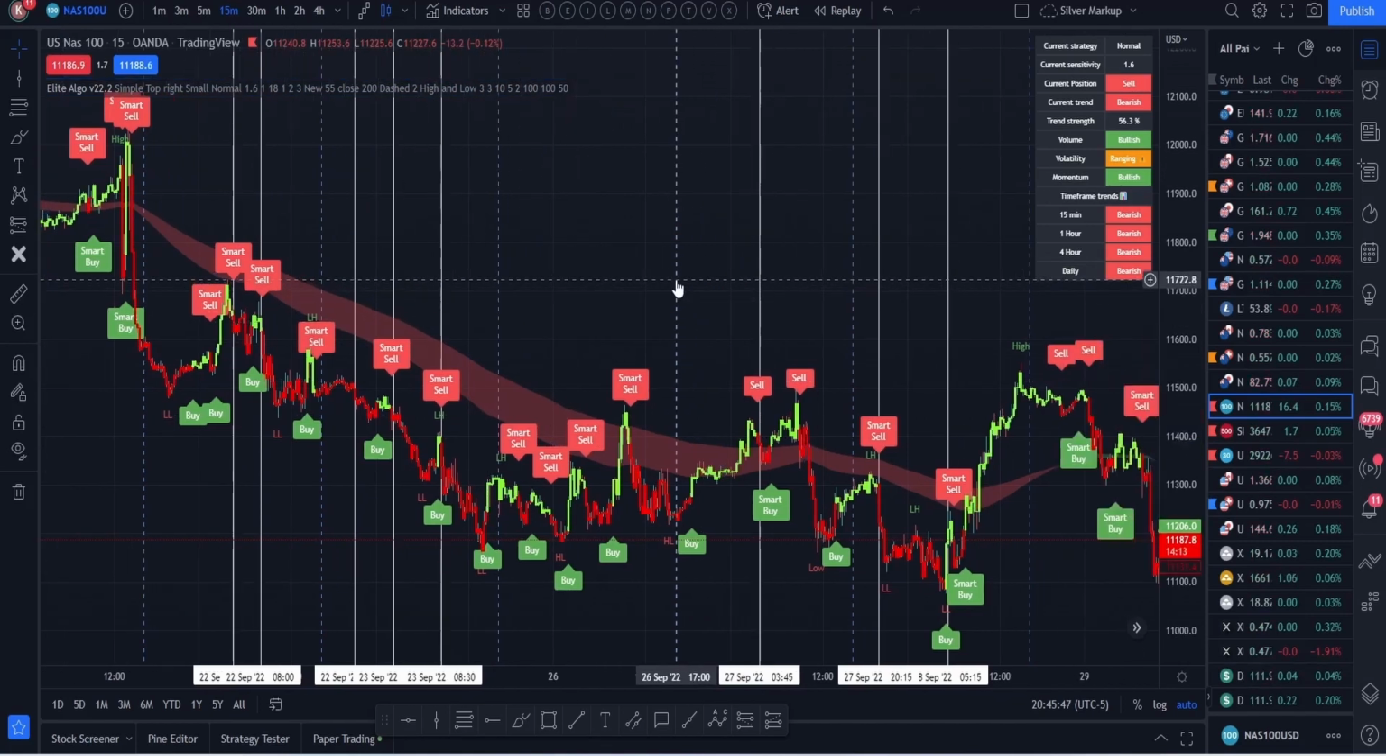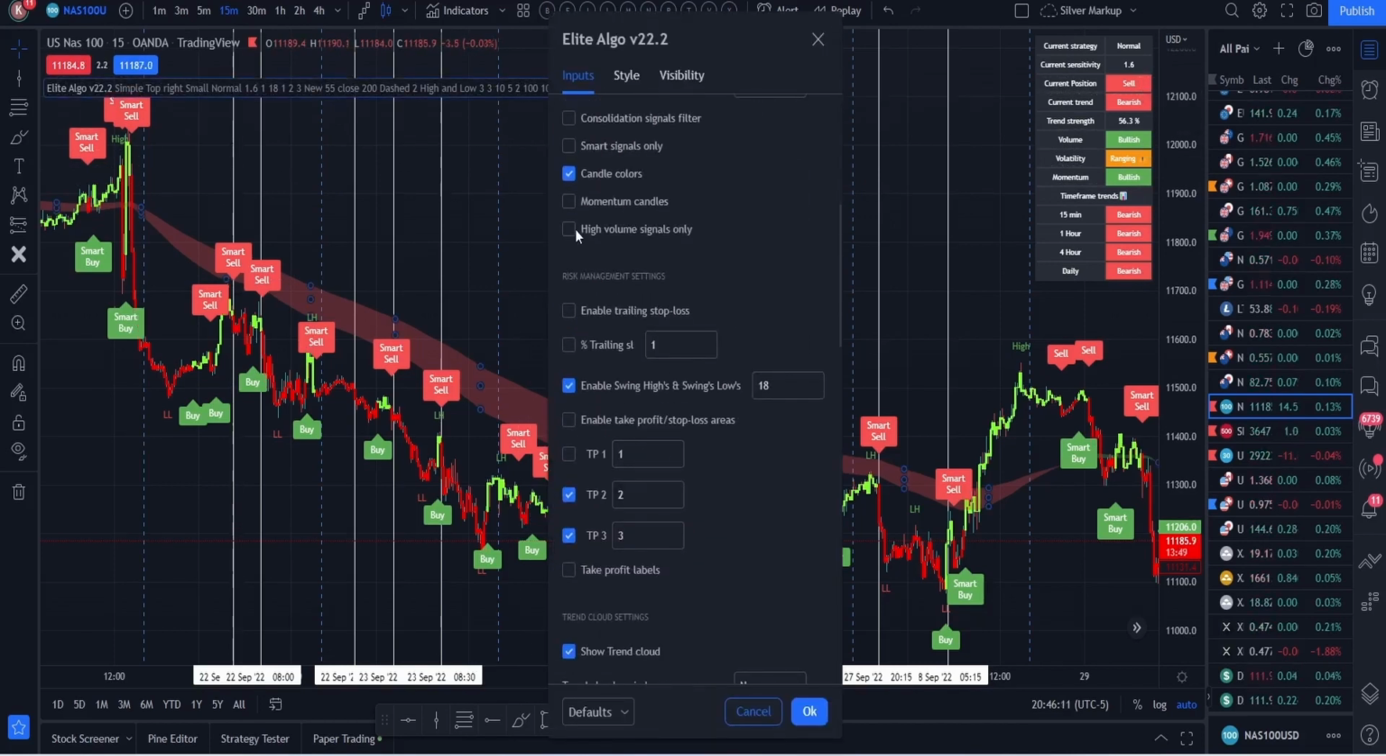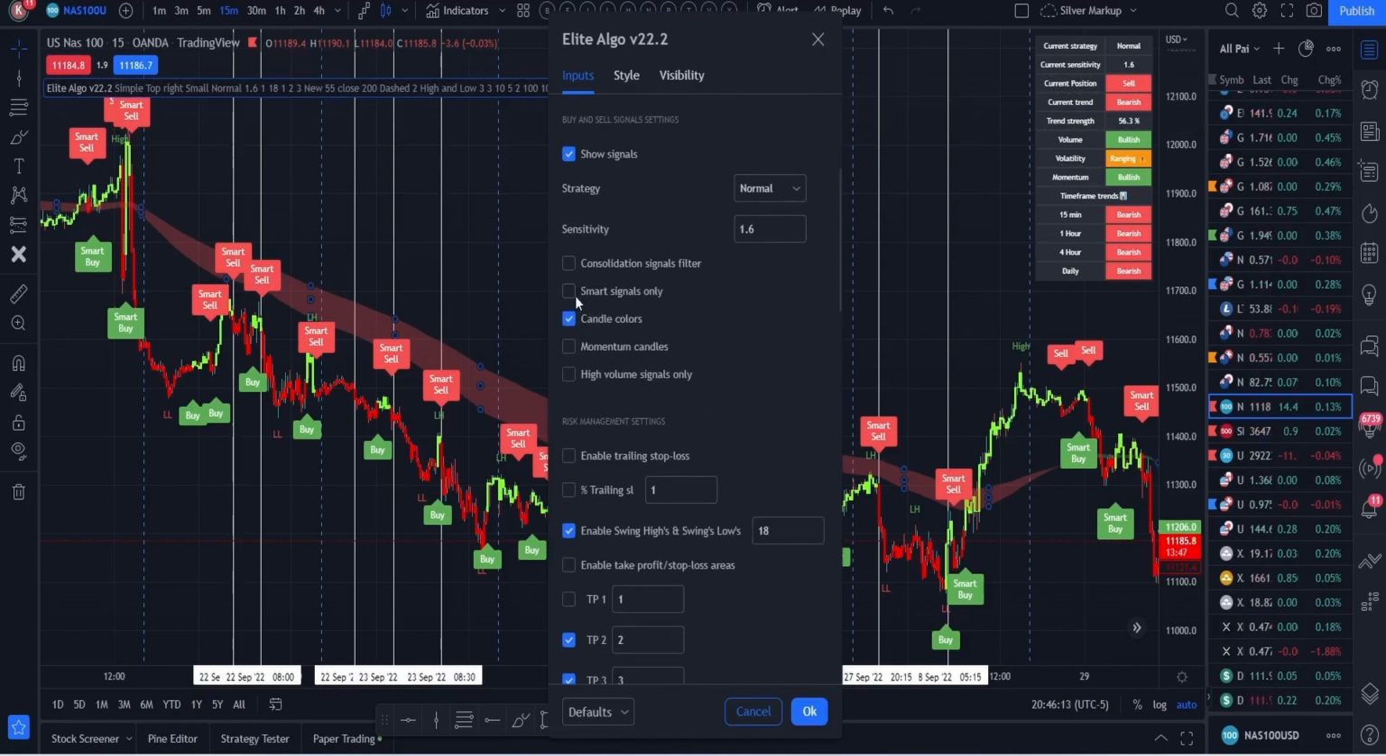And if you're new to market structure and don't really know how to trade it, I'll put a link in the video or a link on the top right card, and you'll be able to see exactly how to trade market structure. It's the core component of how I personally trade. So combining market structure with this is a very, very effective way to use the Elite Algo system. So let's switch it back to normal so we can see where we like to go with the market.